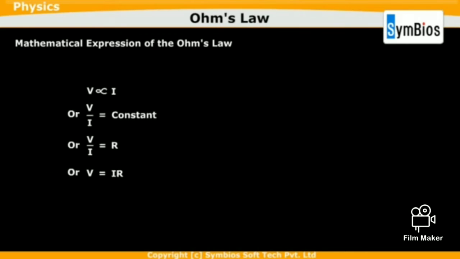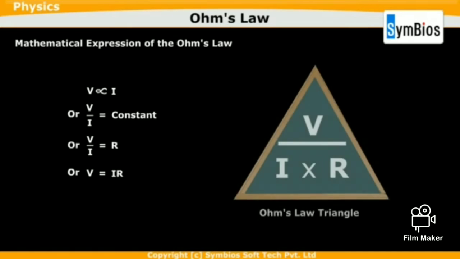This mathematical expression of Ohm's law can be well presented through the Ohm's law triangle. The Ohm's law triangle is useful to find the unknown value of V, I, or R if the values for any two variables are given. Let's see how.